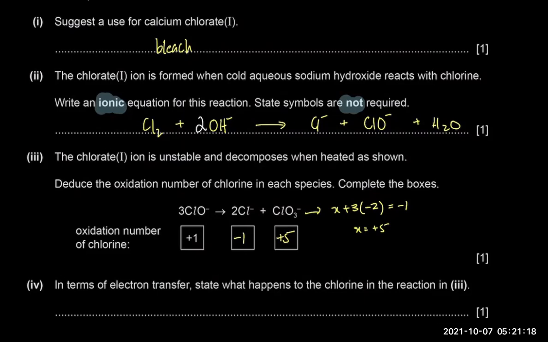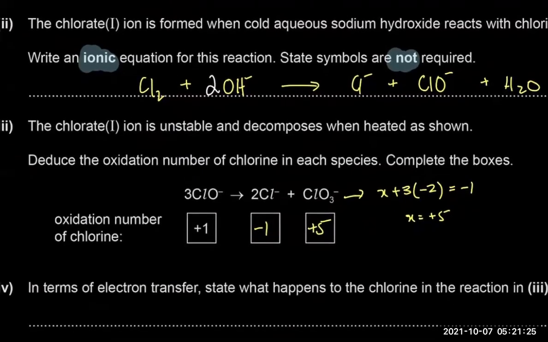Basically, why is the first one plus 1? The oxidation number on chlorine, chlorine is x and oxygen is minus 2, overall minus 1. Okay, so x is equal to plus 1? They're asking the oxidation number of chlorine, not the overall charge. Chlorine is plus 1, yeah. Oxygen is minus 2, so 1 minus 2 gives you overall minus 1. So chlorine is plus 1.